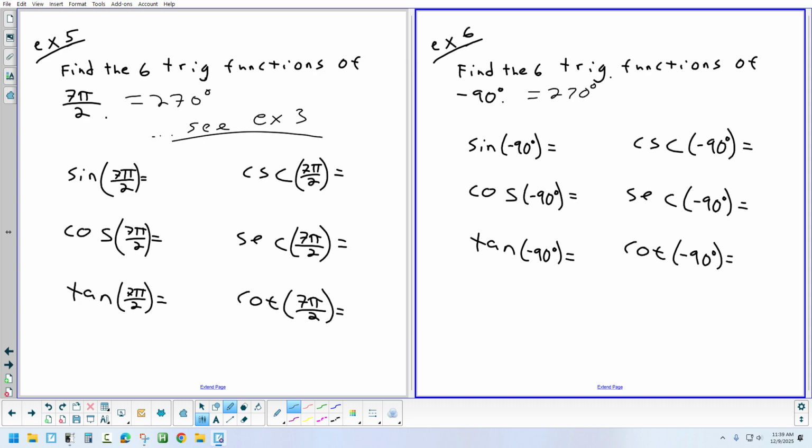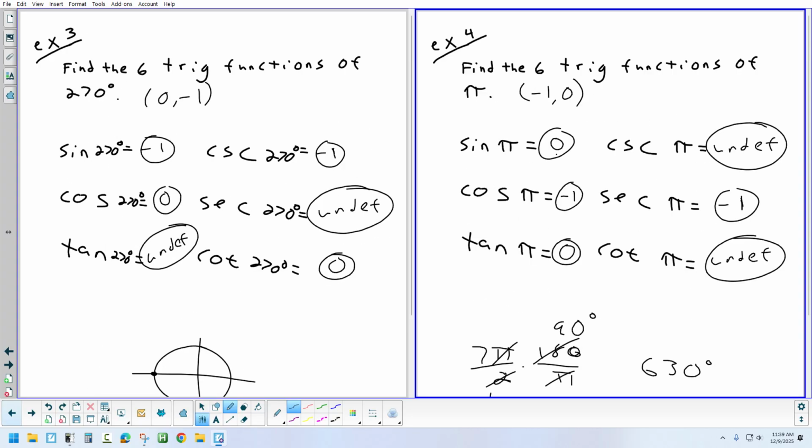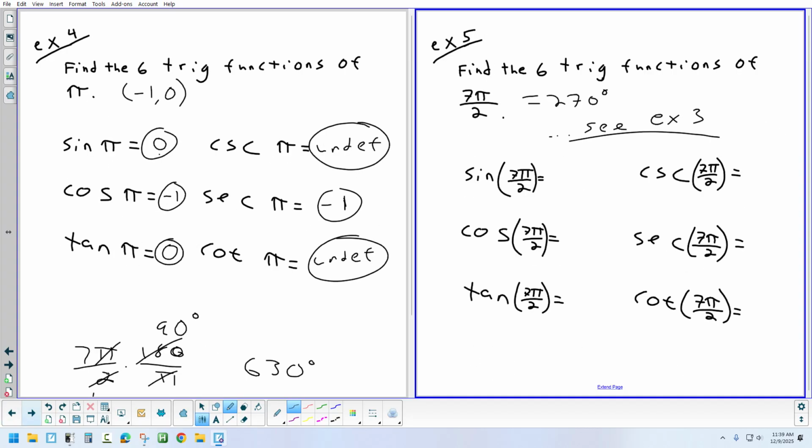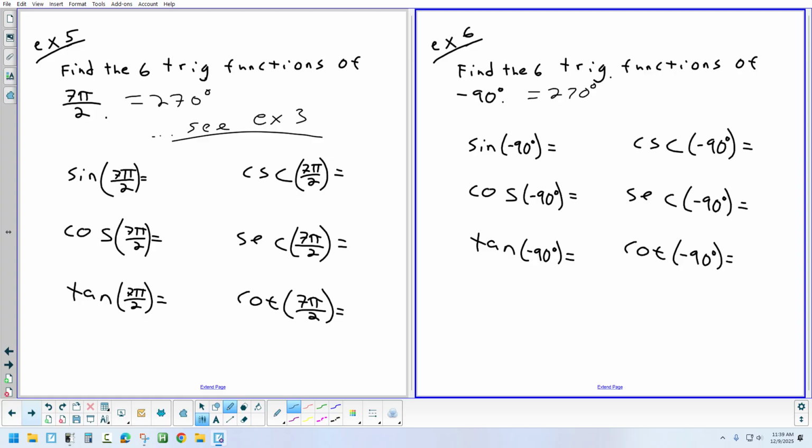This is the 3rd time I've asked the same question. So even though it looks different, example 6, example 5, and example 3, all the same thing.